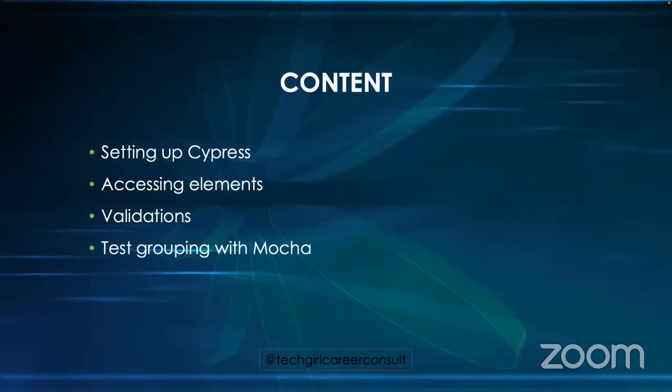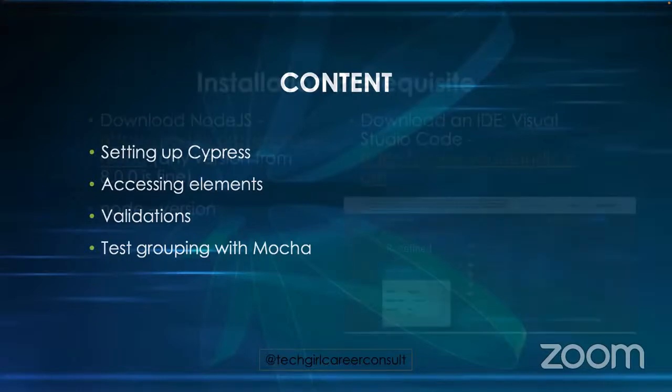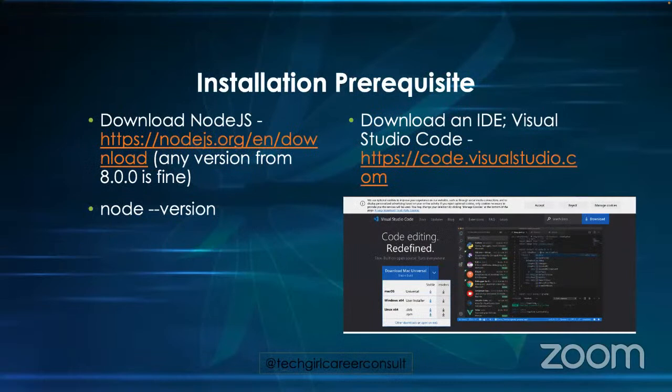We're even looking into test grouping with Mocha, so that's good. So we're going to be looking into the setup of Cypress, how we can access elements, and validation, which is where assertion comes into play. And then we'll also be looking at test grouping with Mocha. In terms of the setting up of Cypress, I'm not going to do the installation bits today. I would expect everyone to do it based on the instructions that will be given. And if you have any issues, you can let me know in the group chat, and then we can resolve it.